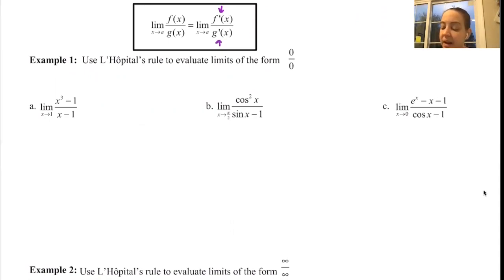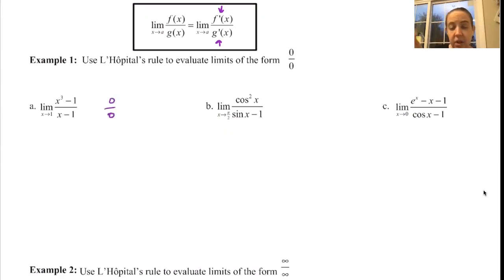So the limit as x approaches 1 of x cubed minus 1 over x minus 1. The thing that you still need to do is check out that first value. So you're going to put 1 in for x. So 1 cubed minus 1 is 0, and 1 minus 1 is 0. So this does result in 0 over 0.